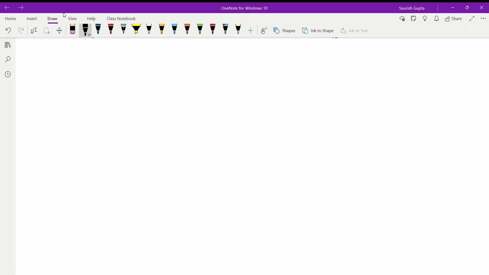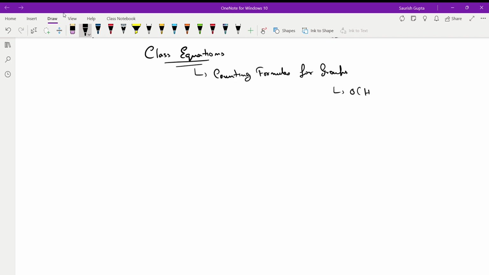Okay, so in this lecture we will be talking about class equations. It's also called simply the counting formula, the counting formula for groups. Specifically, it's called the second counting formula. The first one, I guess, is called the counting formula, the first counting formula.